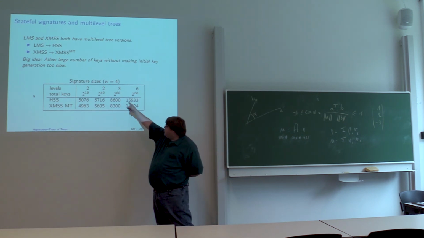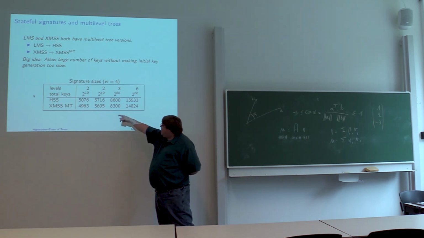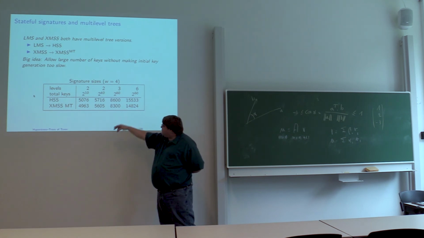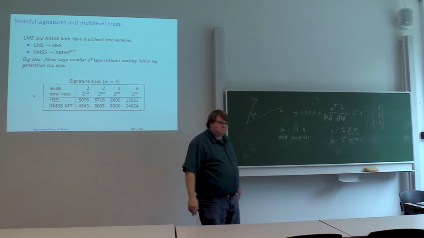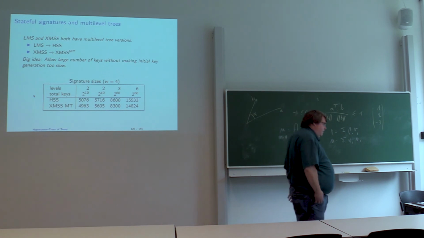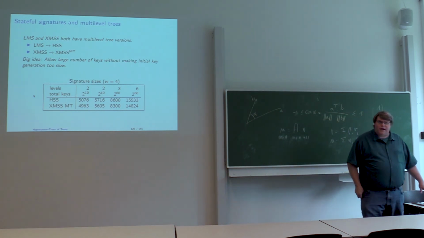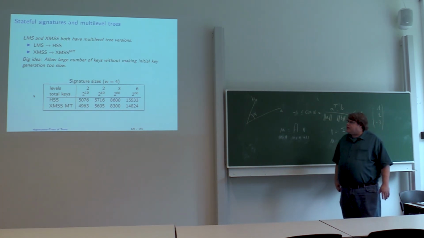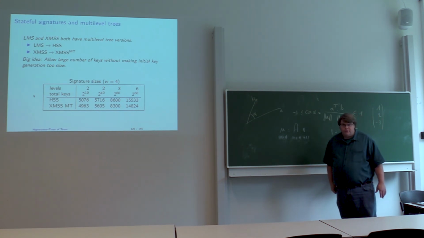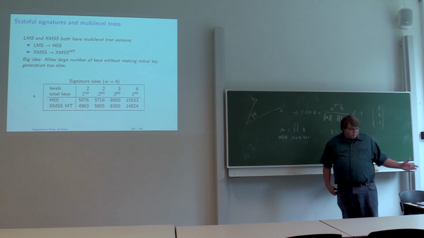And you can see another way of getting 2 to the 60 possible signatures where you've got something like 8 kilobytes or something. And so this is sort of cool, right? You can construct a stateful signature scheme where you don't have to know all the keys up front. You don't have to do this big computation. That's kind of cool.